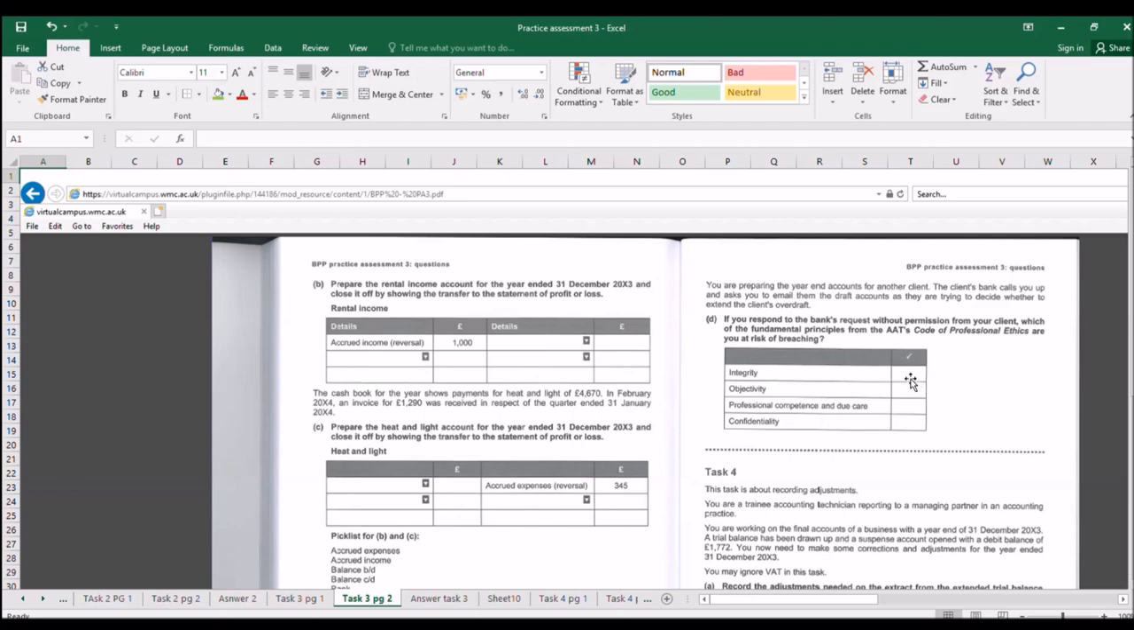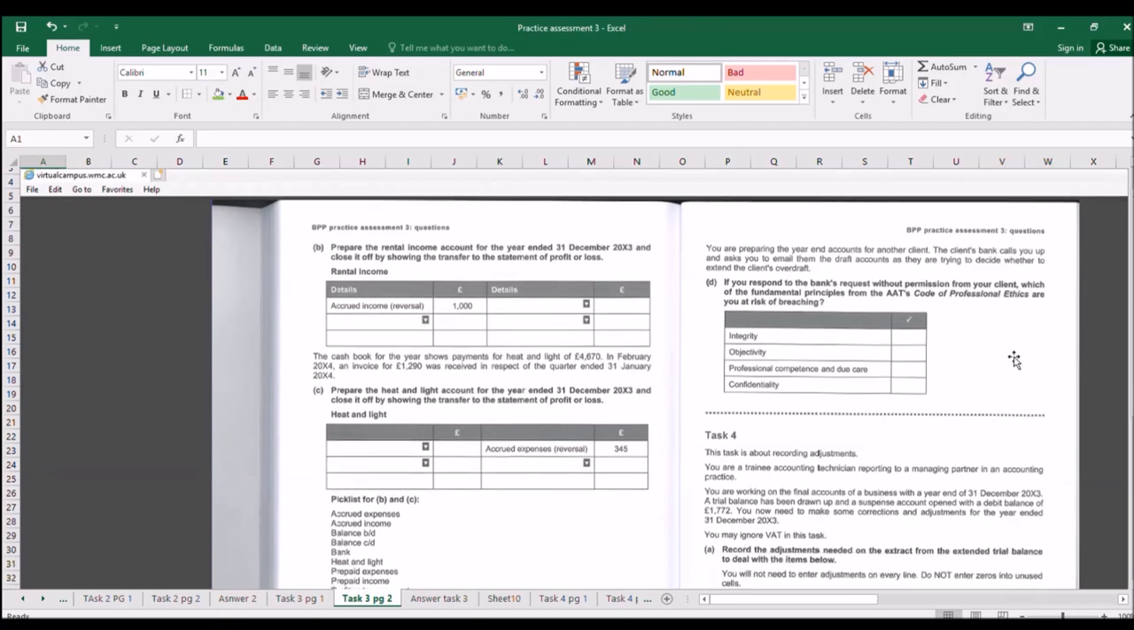Integrity, I mean, it's not necessarily a bad, well, it is a bad thing to do without discussing with their clients, but the bank aren't asking you to do something that was incorrect. Objectivity, there's no real threat to your objectivity here. Professional competence and due care, you'd be a bit of an idiot if you did it, but it's confidentiality that you're breaching really here. Let's say you provide some kind of accountancy service, and one department asked you to hand it over without speaking to them, but it's definitely confidentiality that's been breached there.